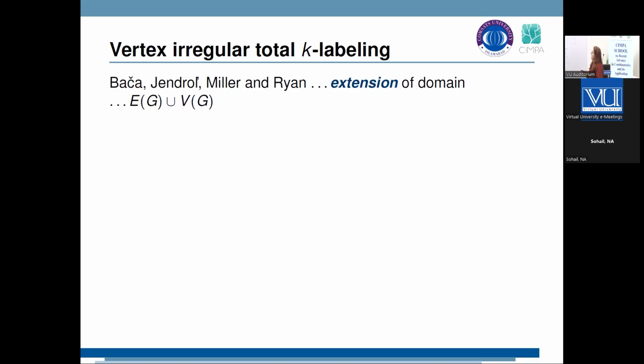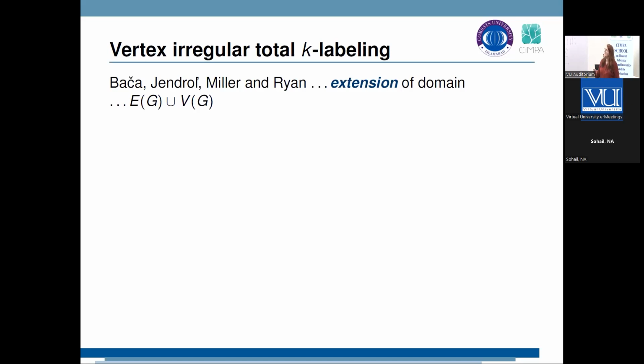So now let's discuss vertex irregular total k-labeling. What does it mean? How can you read it? What can you say about this type of assignment? Total, what does it mean? For the label, vertices and edges. So we extend the domain and we label vertices and edges.